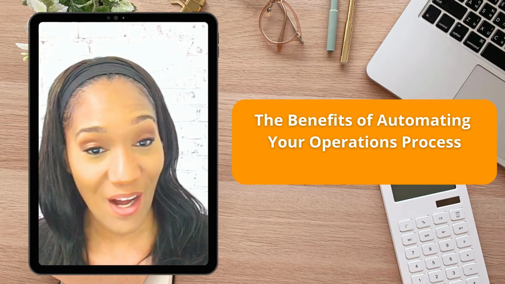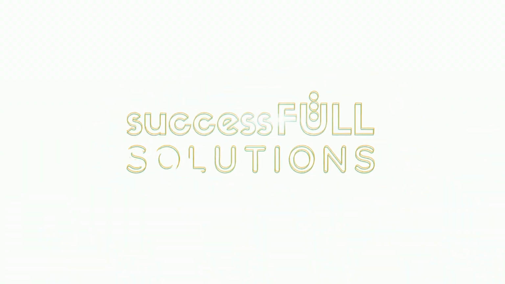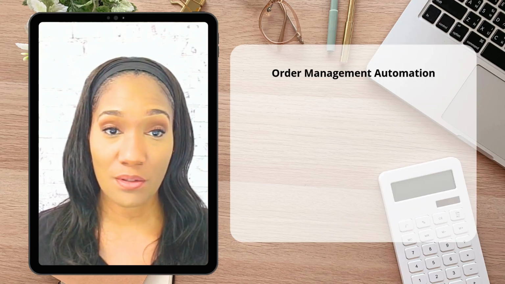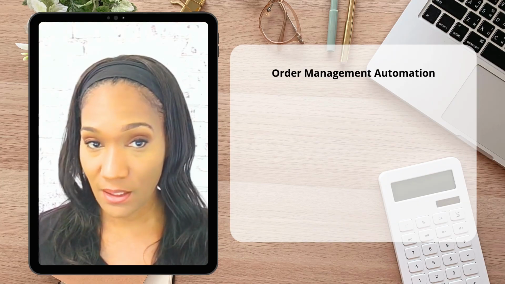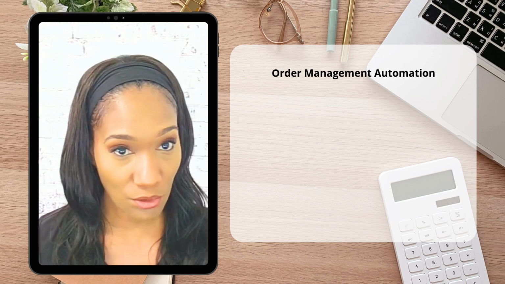Let's get into how to automate your operations processes. In your business, you may have an order management process. This is where the orders come in for your product and you have a process in order to get those orders out to your customer.